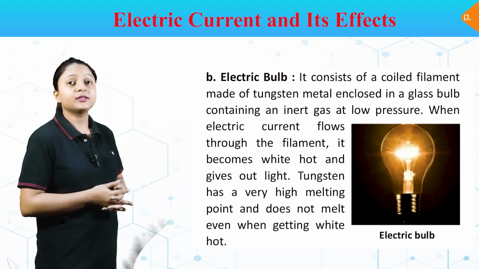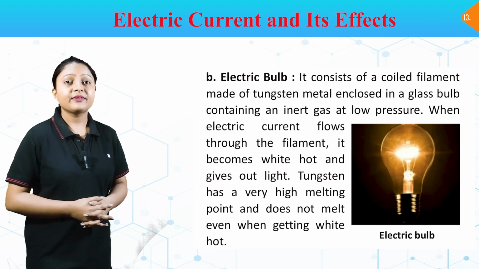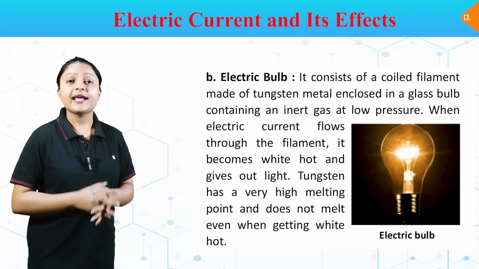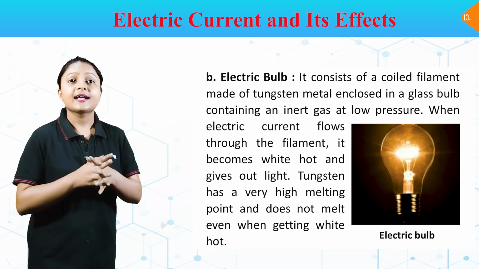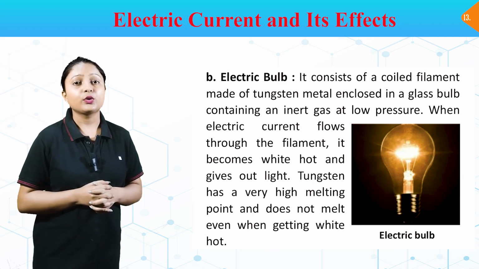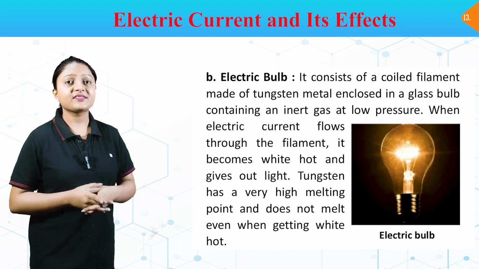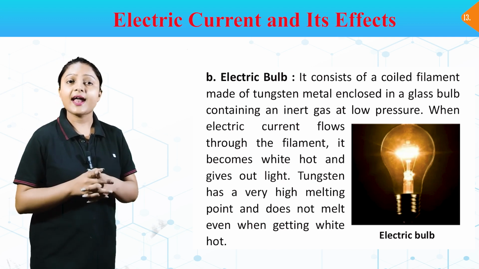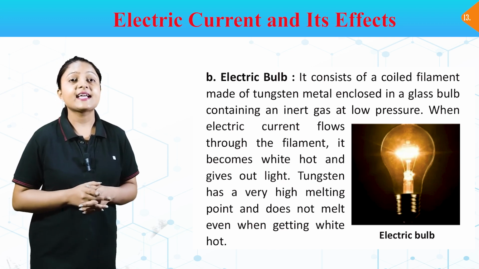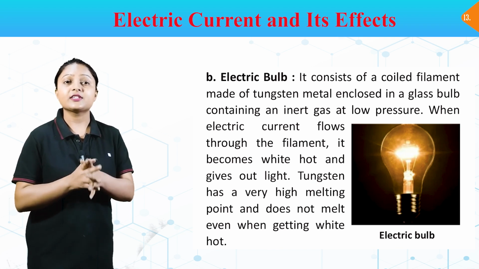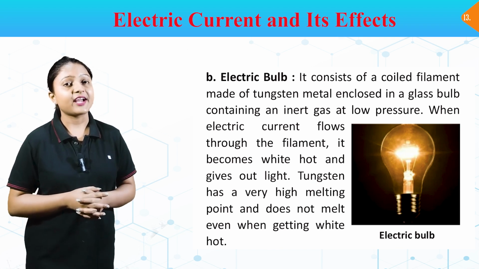B. Electric bulb. It consists of a coiled filament made of tungsten metal enclosed in a glass bulb containing an inert gas at low pressure. When electric current flows through the filament, it becomes white hot and gives out light. Tungsten has a very high melting point and does not melt even when getting white hot.